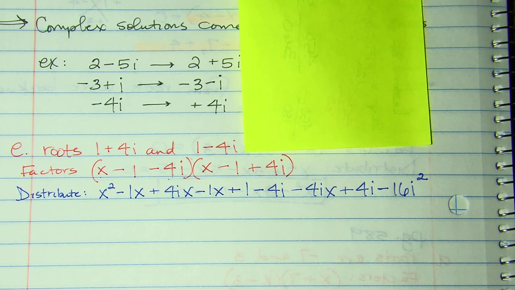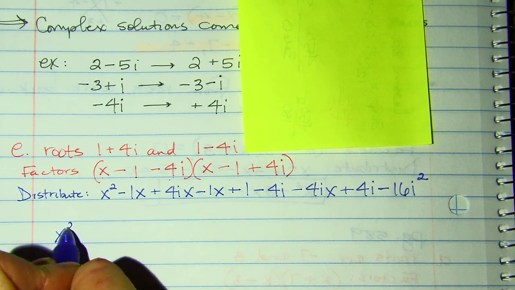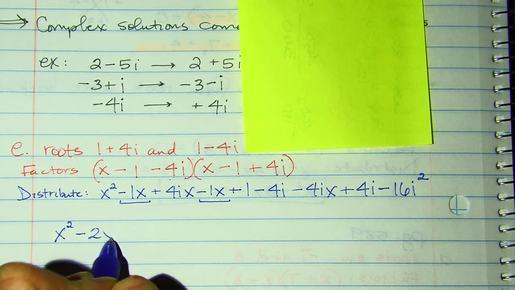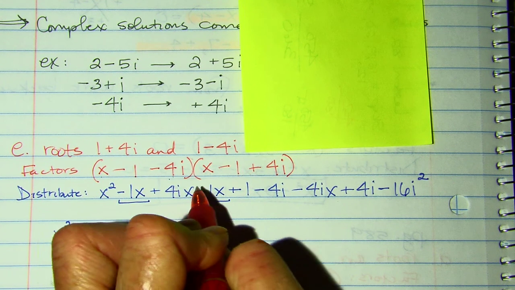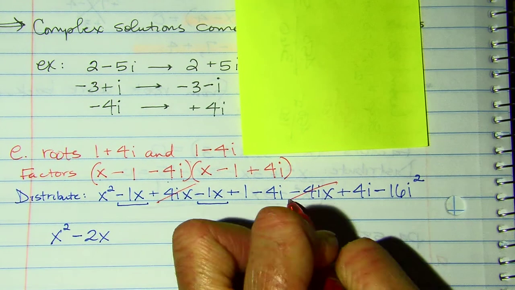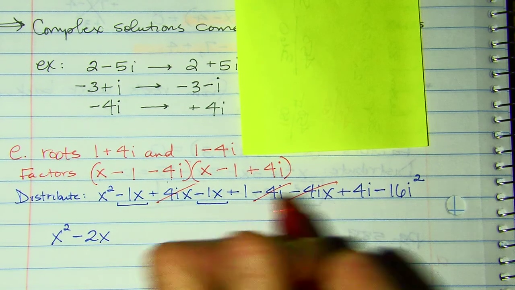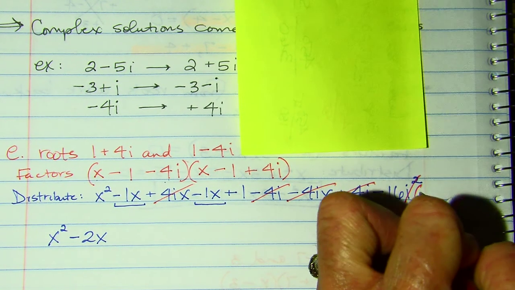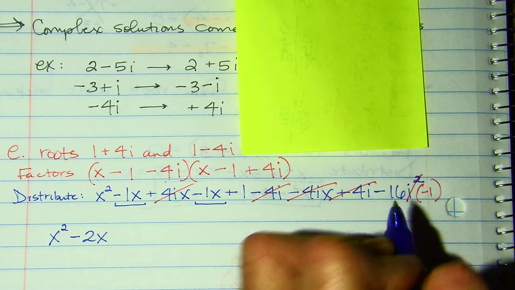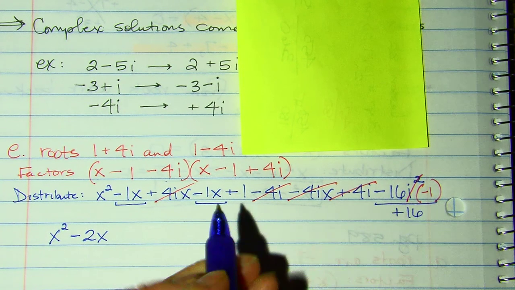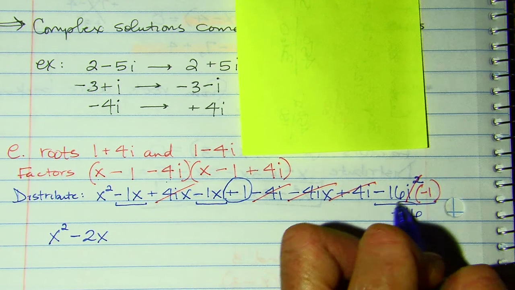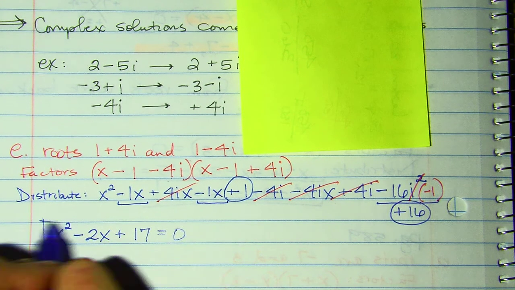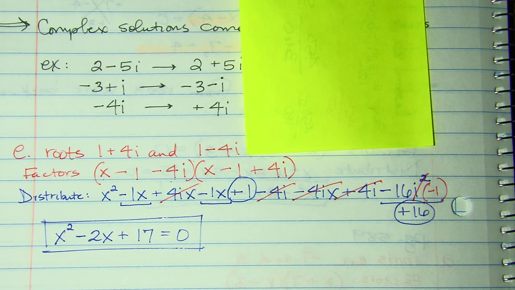Let's start by combining like terms. So x squared, I'm going to combine my negative 1x's, so that gives me negative 2x. Then I should start noticing the i's cancel: positive 4ix and negative 4ix, negative 4i and positive 4i. They're gone. Last, I know that i squared is a negative 1, which makes this a positive 16. If I combine 1 and 16, I get positive 17, equals 0. And that is my equation.